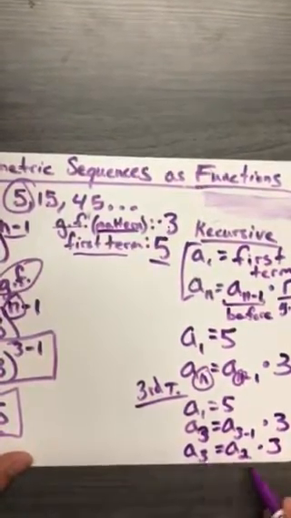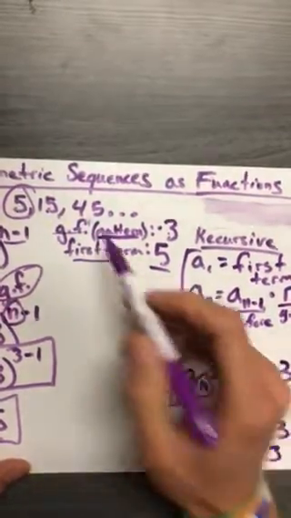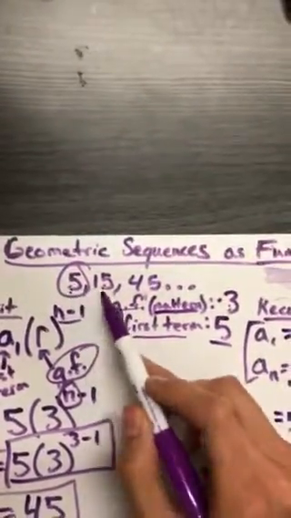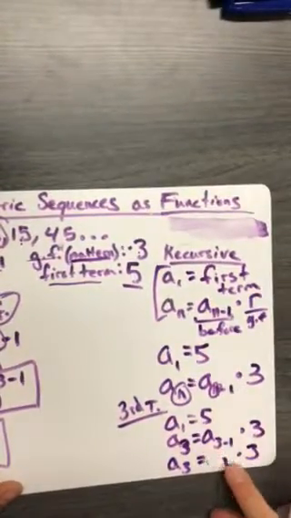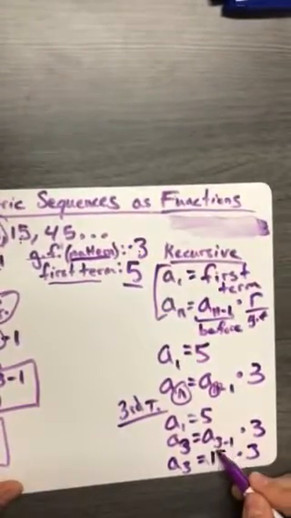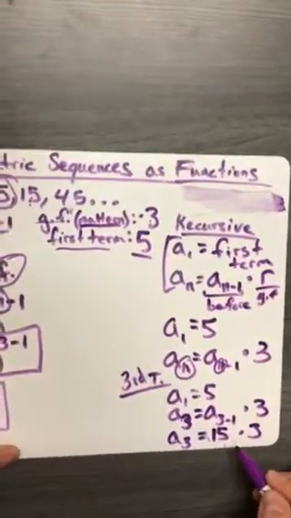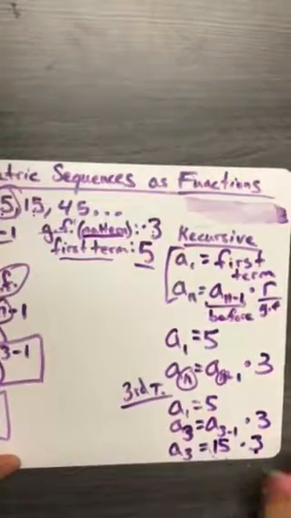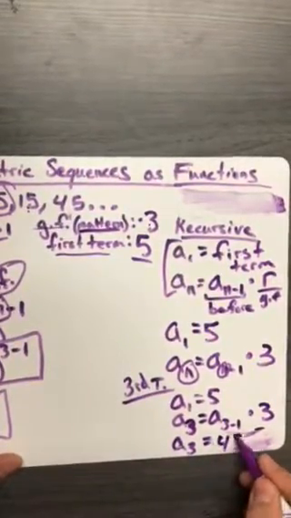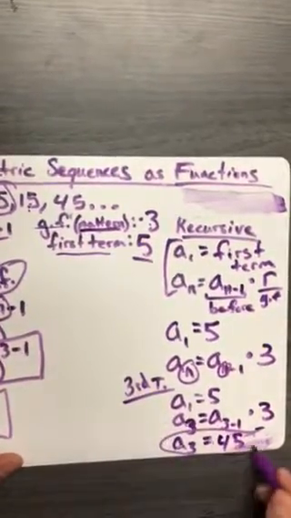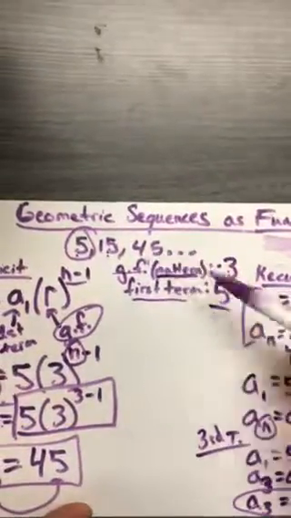Now, what term do I need to know to find the third term? What's before 3? The second term. So I go to my sequence. My second term is 15. So in my equation, I substitute 15 for a sub 2, which represents my second term. And 15 multiplied by 3 equals 45. So my third term is 45, and that matches my sequence up here.